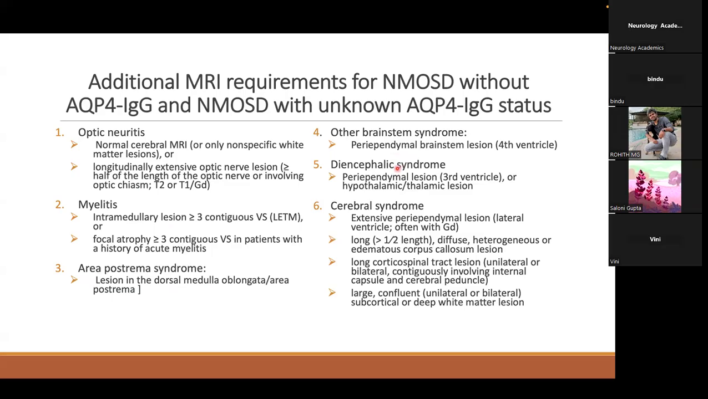And the diencephalic syndrome should have a periependymal hypothalamic or thalamic involvement. And the cerebral syndrome should be an extensive periependymal lesion, or an extensive corpus callosal lesion, or a long corticospinal tract lesion, or large subcortical or deep white matter lesion.